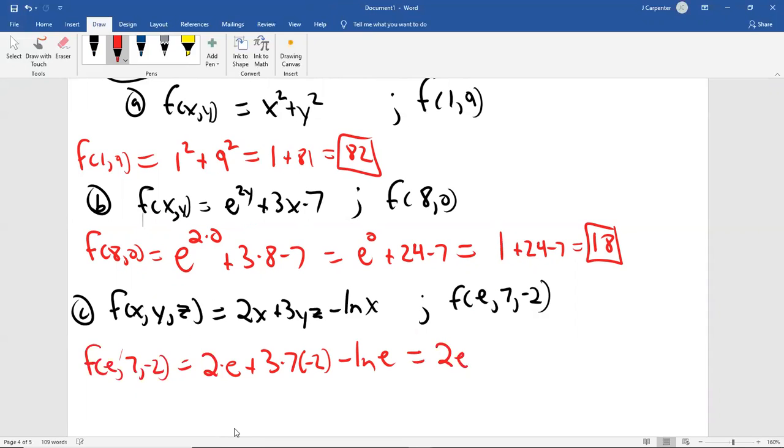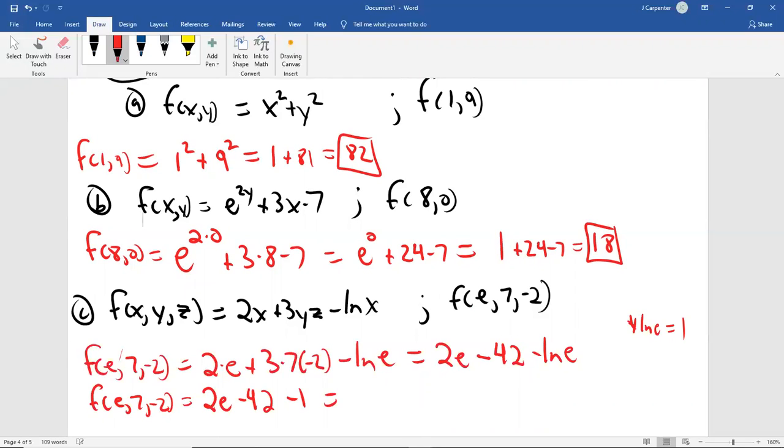Let's clean this up, that's 2e. 3 times 7 is 21, times negative 2 is negative 42, so minus 42. Minus, I'll leave the natural log of e alone for one more minute. So f of e comma 7 comma negative 2 is 2e minus 42. You can't combine those because they're not like terms. But the natural log of e, did I say this earlier? Maybe I did, maybe I didn't, is 1. Again, you're supposed to memorize that. That's minus 1, and minus 42 minus 1 is minus 43. So you get 2e minus 43.